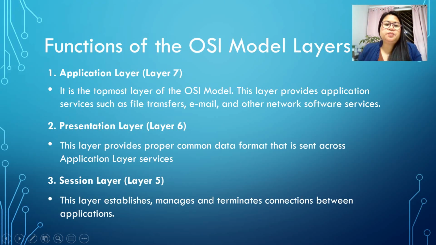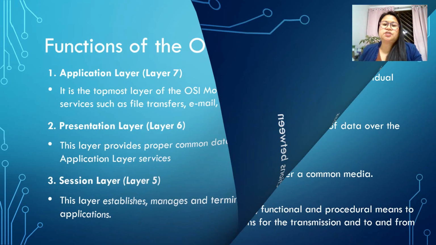Layer 7 is the application layer. It is the topmost layer of the OSI model. This layer provides application services such as file transfers, email, and other network services. Layer number 6 is the presentation layer, which provides proper common data format that is sent across application layer services. The layer 5 is the session layer, which establishes, manages, and terminates connections between applications.